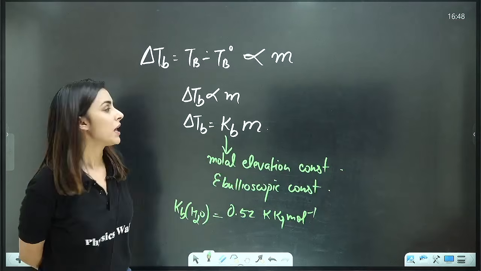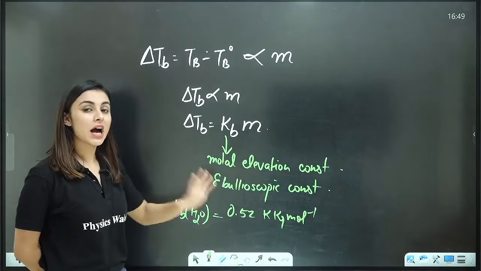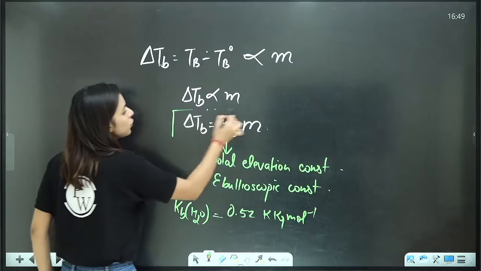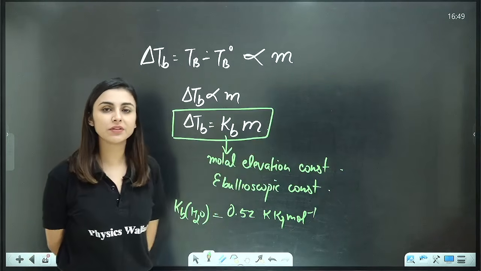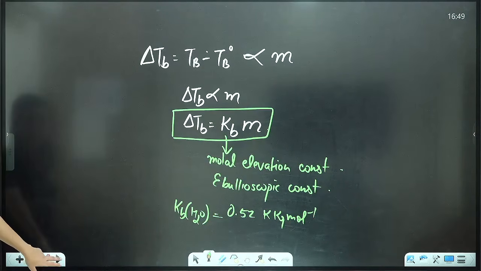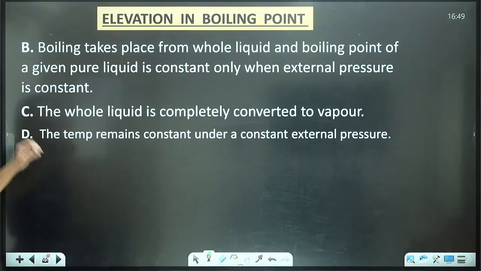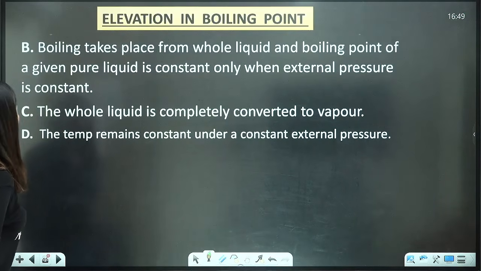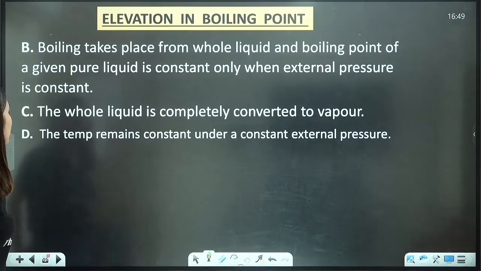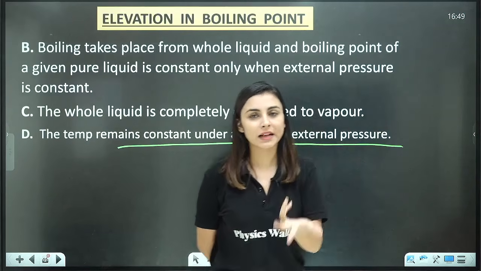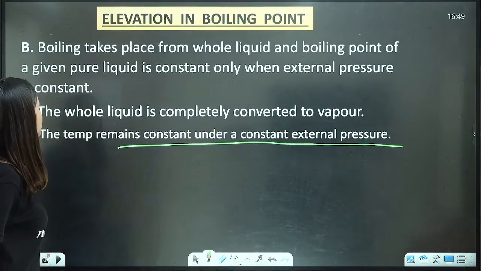Clear? I hope you understood this part, how elevation in boiling point takes place, and you are given thousands of numericals on this particular part, which we will discuss in our coming session. So now you can read this. Boiling takes place from the whole liquid, and the boiling point of a given pure liquid is constant only when external pressure is constant. The whole liquid is completely converted to vapor and the temperature remains constant under a constant external pressure. Clear? Very good. Let's move forward.